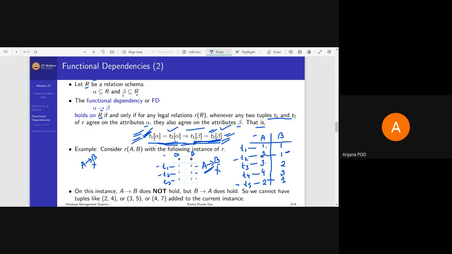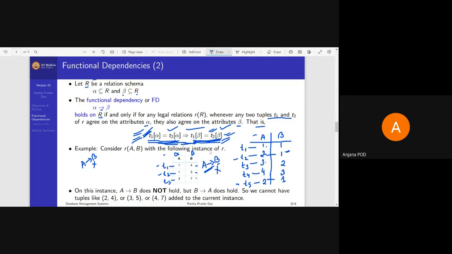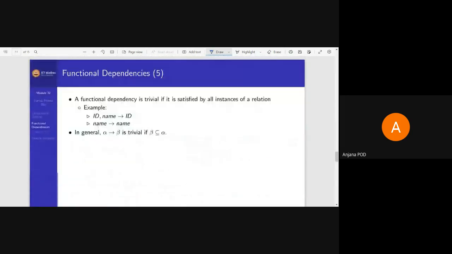So that is what I'm saying, that at first this particular condition needs to be satisfied. If it is satisfied, then only we'll proceed for the other condition. Is it clear? Yes, ma'am. Okay, so we'll take another example.